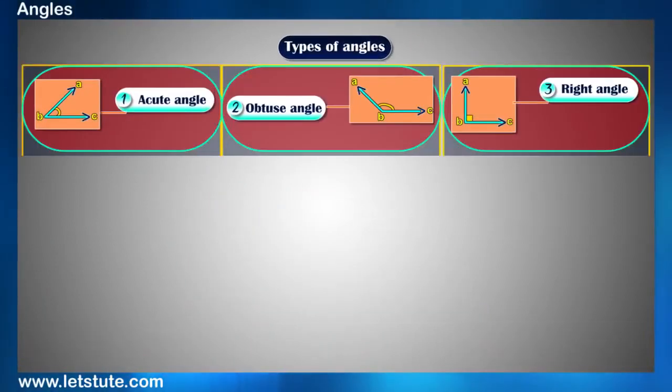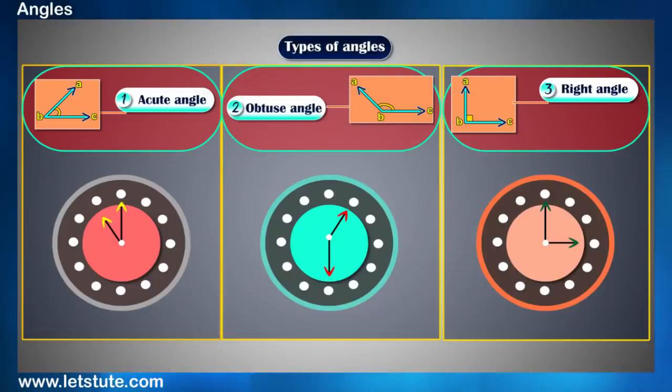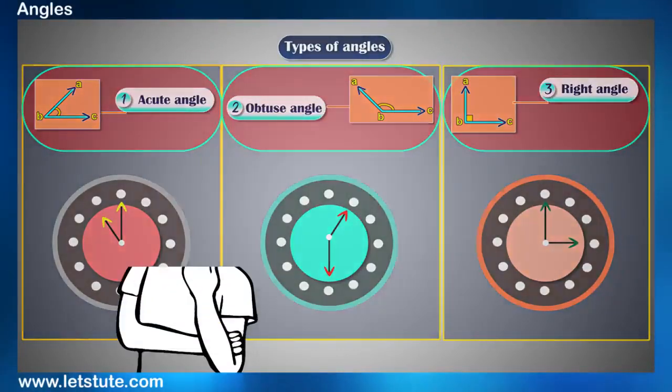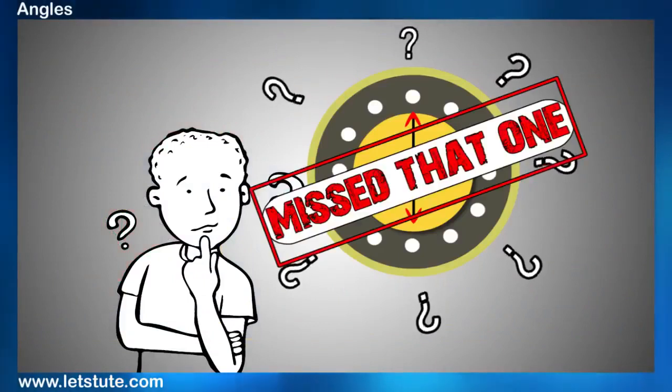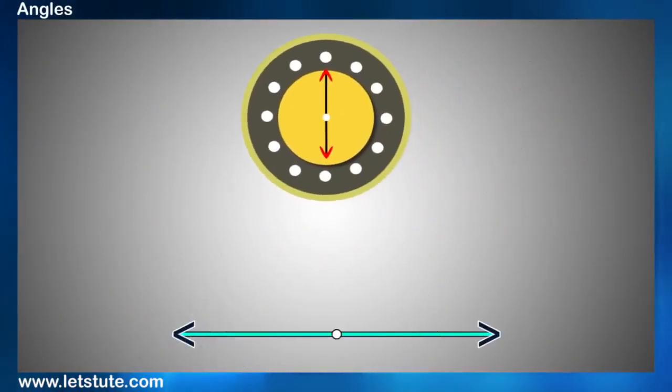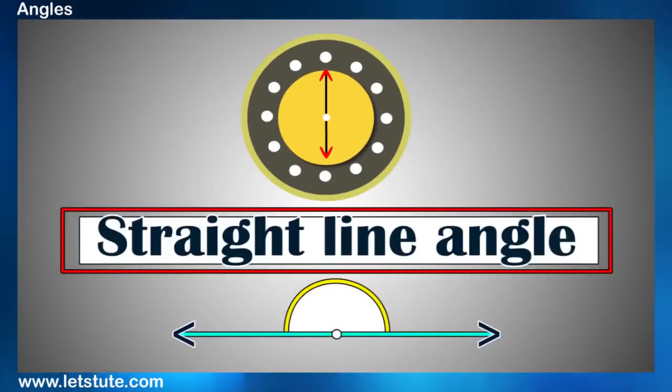Well, these three angles cover only the three types of clocks that we have shown. But then what about the fourth clock? Right? We missed that one. The fourth clock also shows an angle called a straight line angle. And this angle measures 180 degrees.